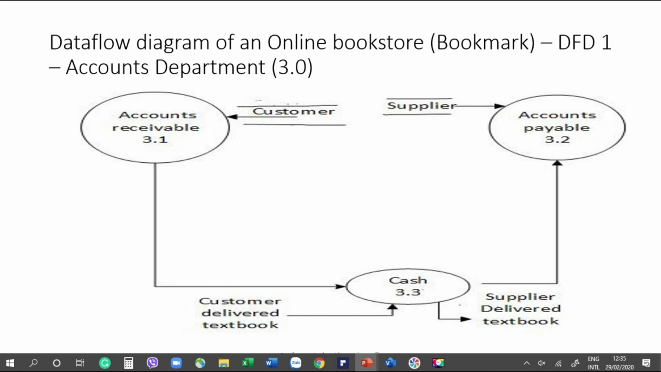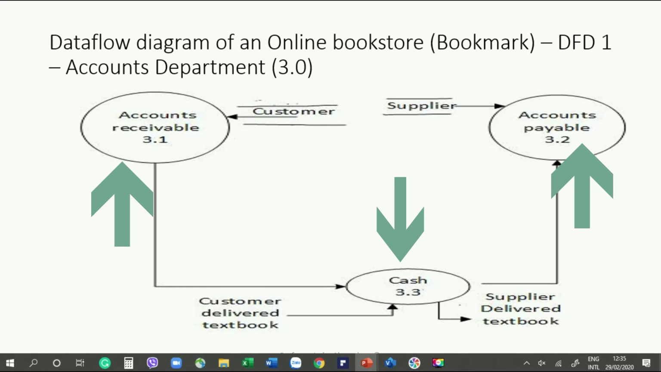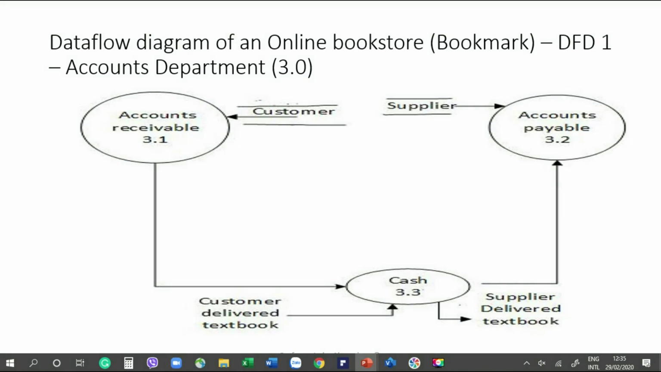So the diagram here is the more detailed diagram, which shows the sub processes of a process. It's called data flow diagram 1. What we have done is we've taken the process number 3 and then looked at the sub processes. So we have given the notations here for the sub processes as 3.1, 3.2 and 3.3.